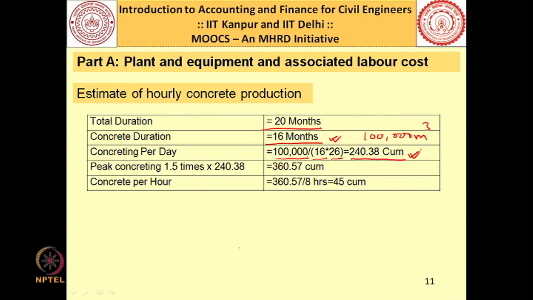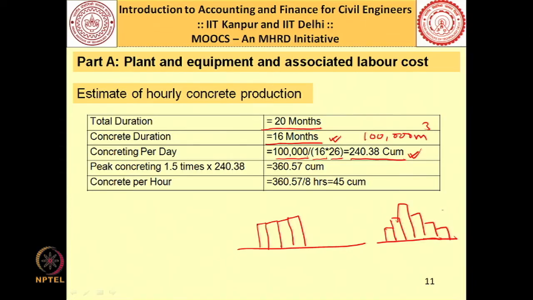But construction is not practiced in the following manner. Today you come, you pour 240 cubic meter and go home. Tomorrow you come, do again 240 cubic meter and go home. It is never done like this. So, you will find someday you will be doing less, someday you will be doing more, someday even more, and so on. So, you will find this is how your distribution of daily concreting operation would be like.